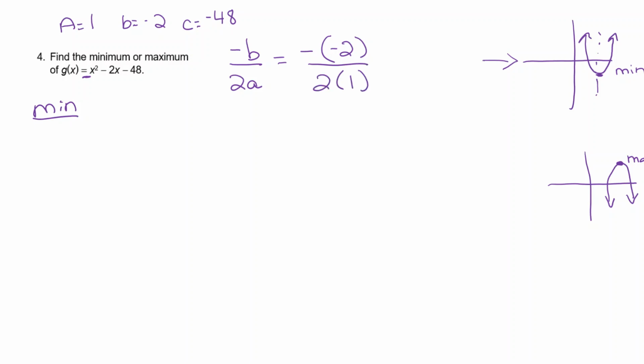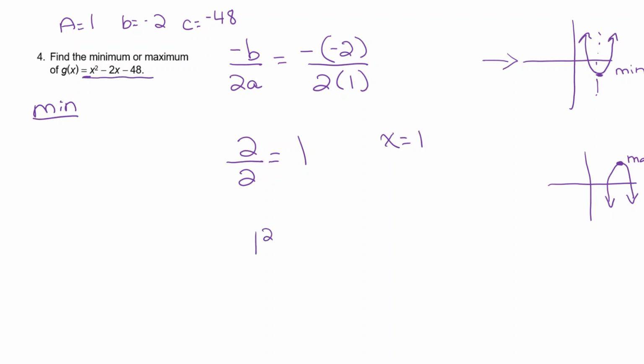So the x component of my minimum is going to be negative 2 times negative 2, which is positive 2, over 2, which equals 1. So that's the x term. So my x is going to equal 1. Now I have to find my y term because that's where my minimum is going to be. And so let's go ahead and just fill in 1 back into our original equation.